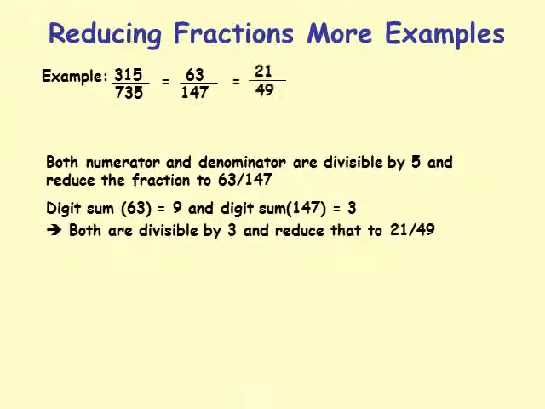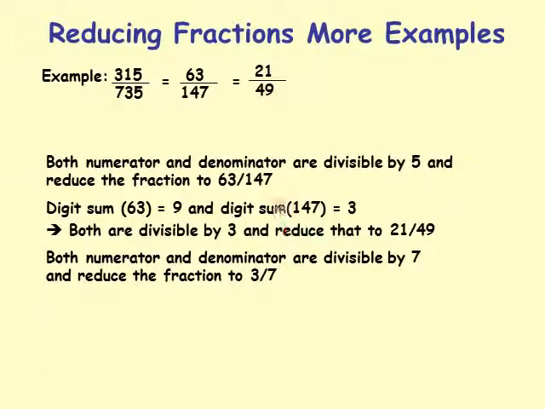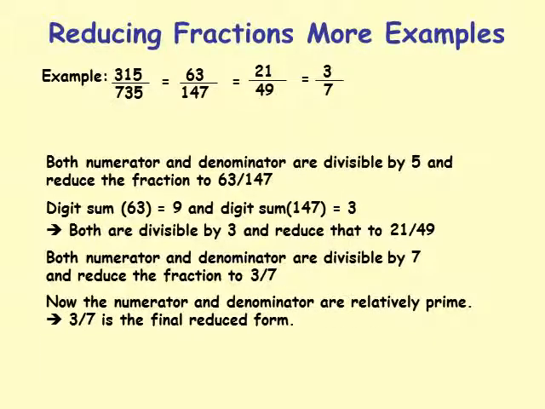Let's continue here. Now let's see what's going on. I can divide 21 by 7 and 49 by 7 because 21 and 49 are in the 7th table. So we get 3 by 7. And now the numerator and denominator are relatively prime, so 3 over 7 is the final reduced form. Let's continue.